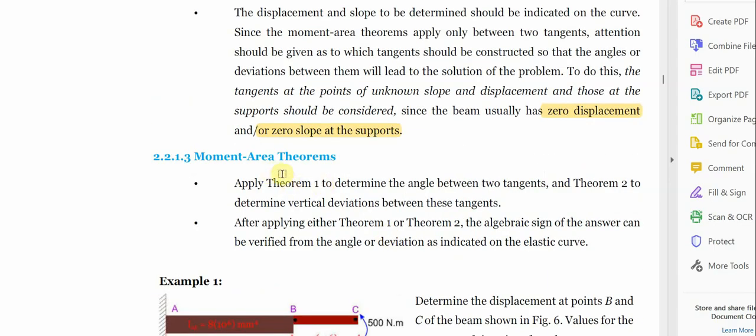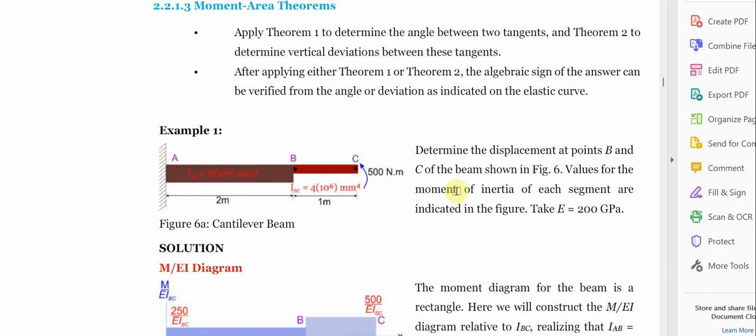Now for the moment area theorem, apply theorem 1 to determine the angle between two tangents and theorem 2 to determine the vertical deviation between these two tangents. And after applying either theorem 1 or theorem 2, the algebraic sum or sign of the answer can be verified from the angle of deviation as indicated on the elastic curve. Now let us look at this example so that it will be clearer to us.